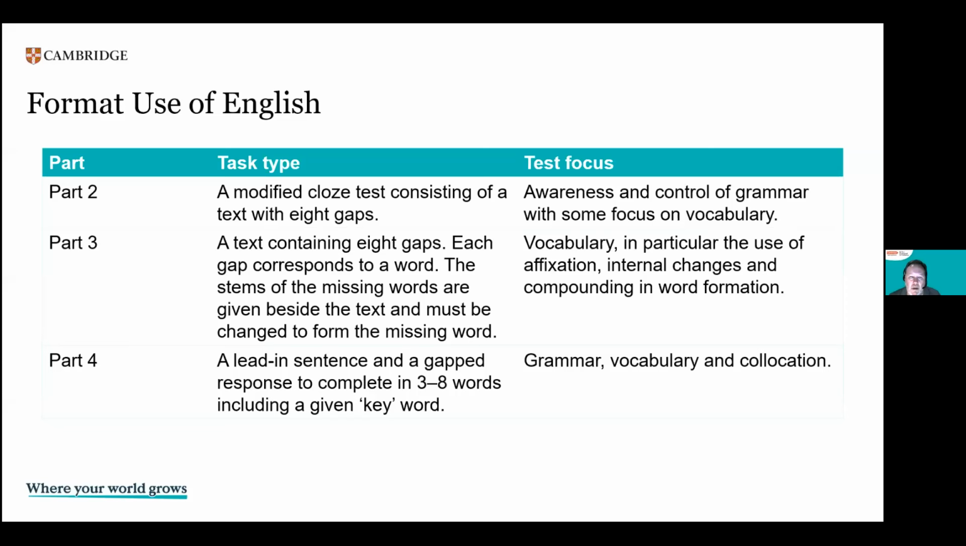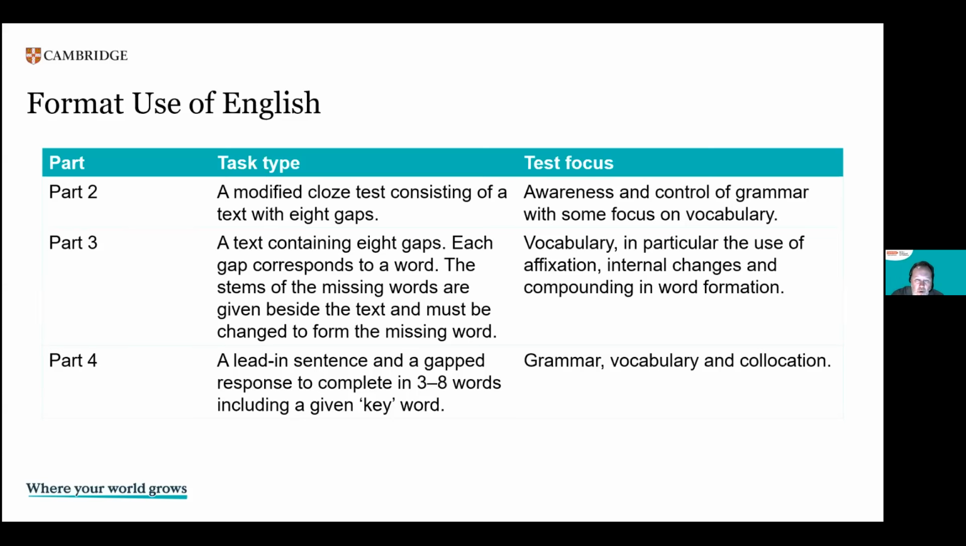Part three, you're given a text which has eight gaps. Again, each gap corresponds to a word, and you're given a stem word, a basic word, in the margin next to the text, and you have to use that base word to create another word. Again, we'll see this in a minute. You have to create a new word using affixation, or changes in the word, or compounding. We'll see that in a minute, so you'll understand that rather better.